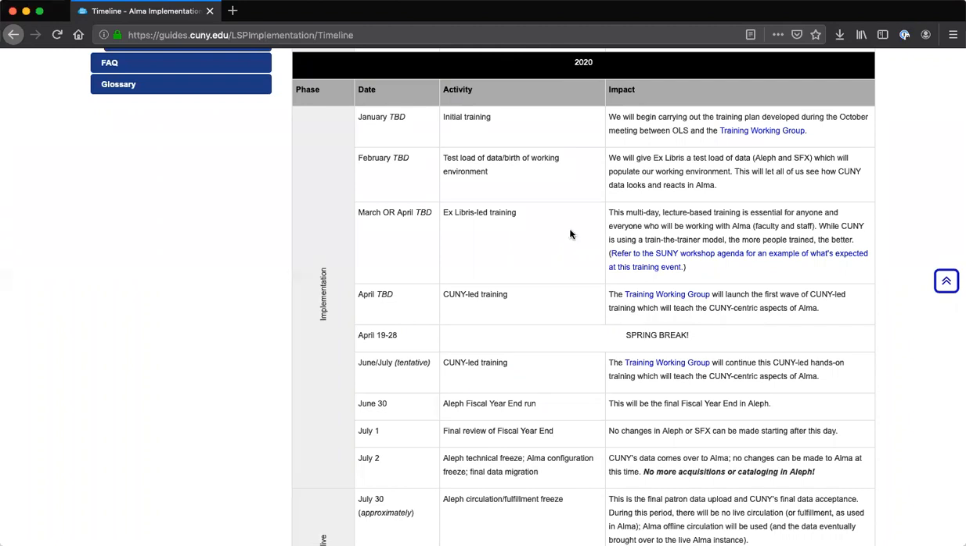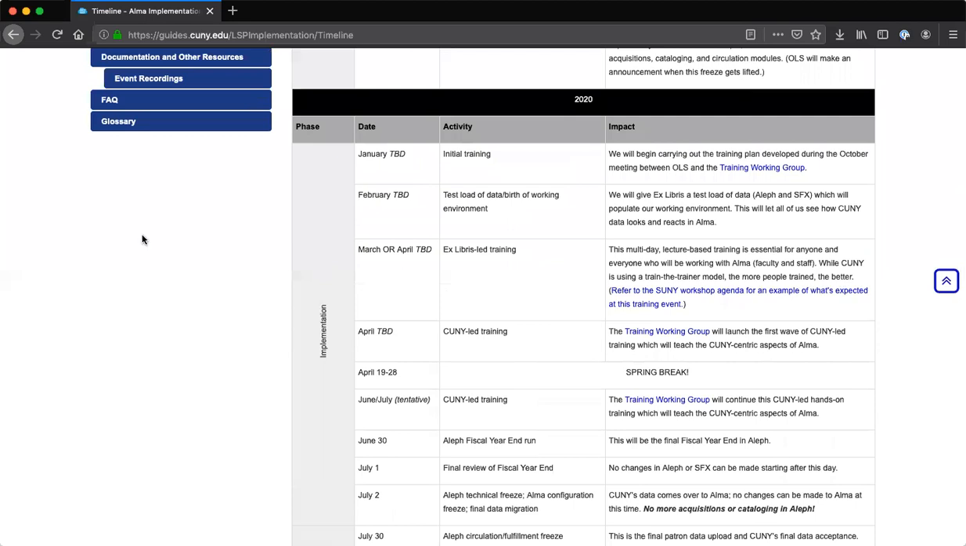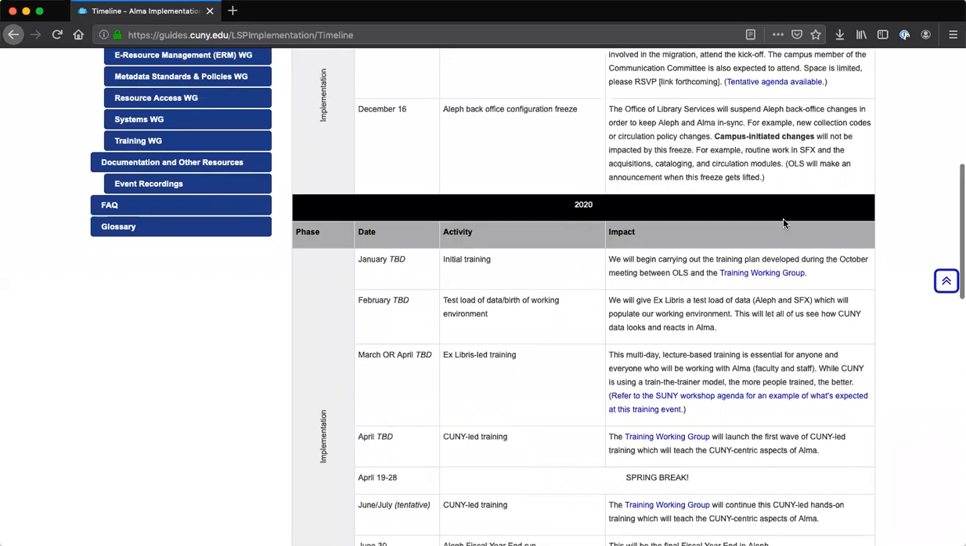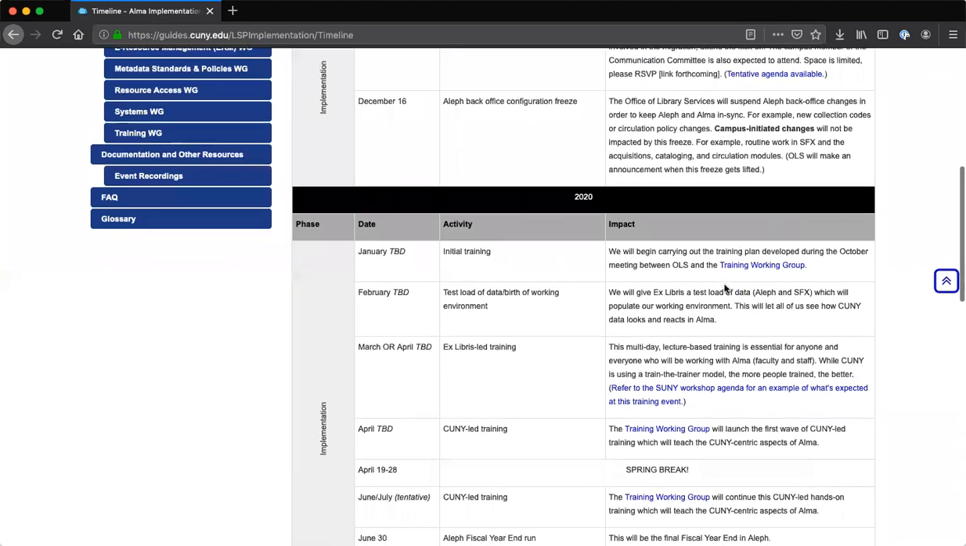And I do want to point out that while the February date is set here as when we send the data to Ex Libris, we shouldn't wait until then to finish preparing our data. So this goes for the Aleph optimization projects and things that we've been working on. Those completion dates for those projects were set with a purpose. So we want you to continue working with those deadlines.